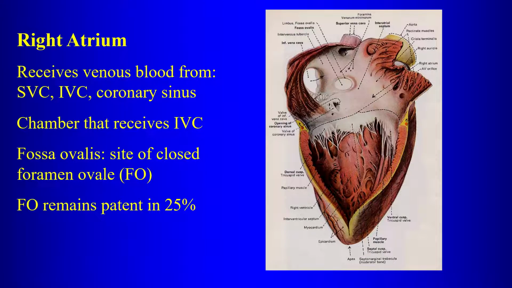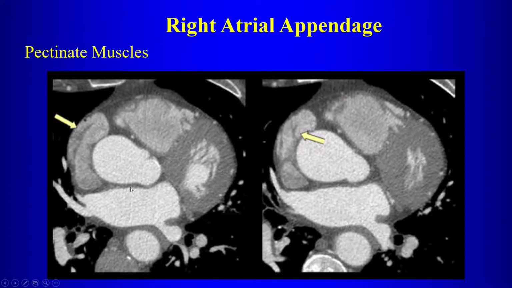The right atrium usually receives blood from the superior vena cava, inferior vena cava, and coronary sinus. The best way to identify it on imaging studies is to identify the chamber that receives the inferior vena cava. There is no congenital heart disease where the inferior vena cava drains to a morphologic left atrium. The fossa ovalis, marking the site of a closed foramen ovale, is also found within the right atrium. And the foramen ovale does remain patent in about 25% of cases, and we'll discuss the significance of that later.